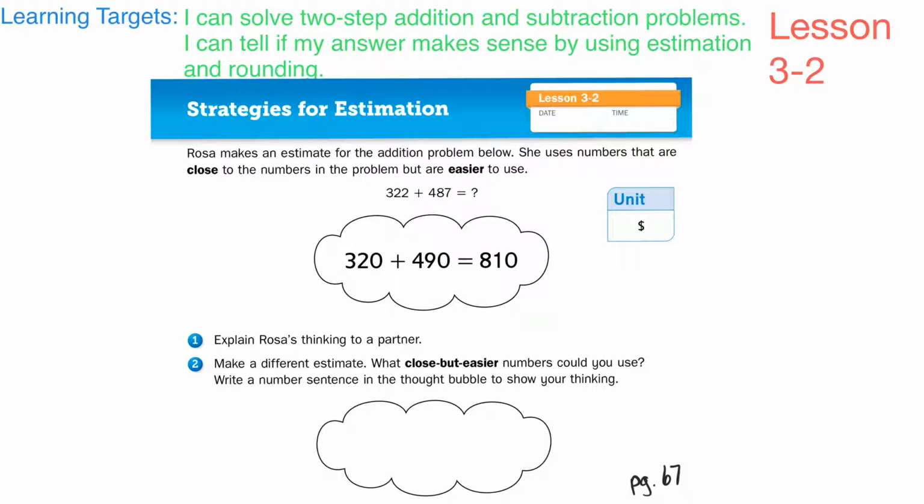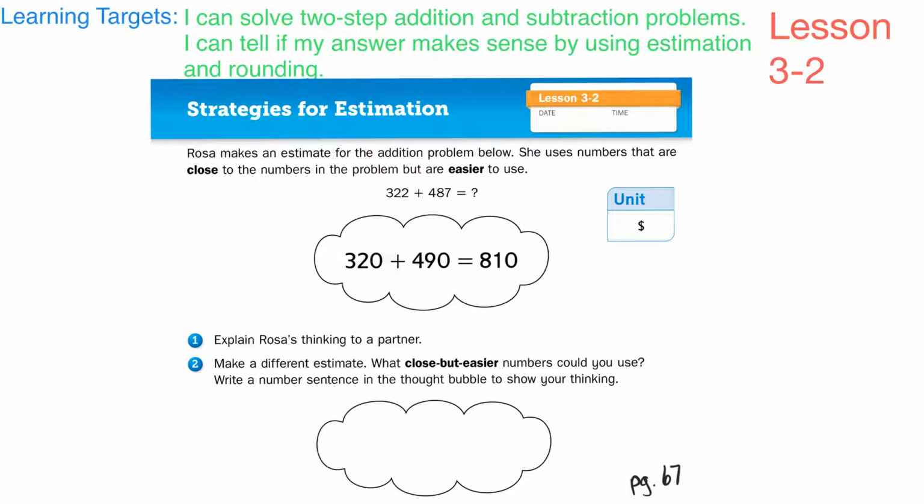Let's take a first look again, as always, at our learning targets. I can solve two-step addition and subtraction problems. That's going to come into play on the extra sheet of paper that I give you. But let's first focus on here. I can tell if my answer makes sense by using estimation and rounding. Those two go hand in hand, and we're going to look at how that happens here in this first example.